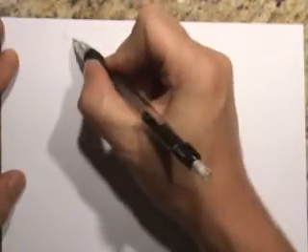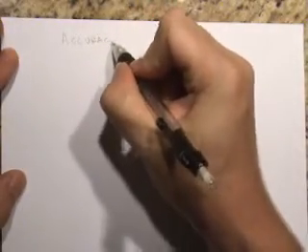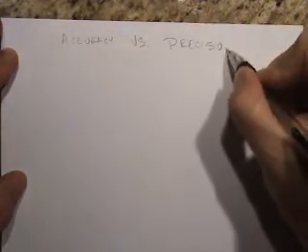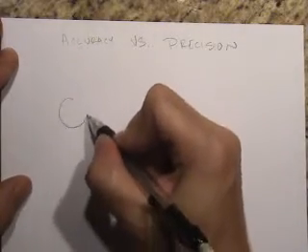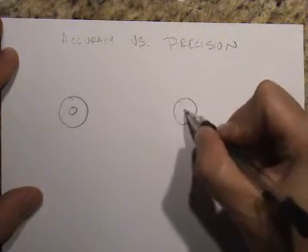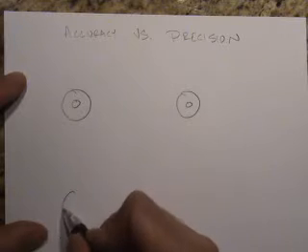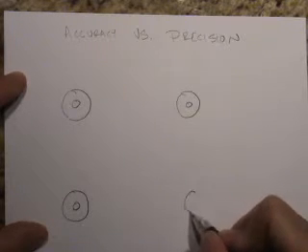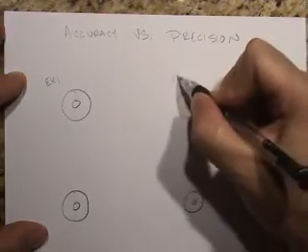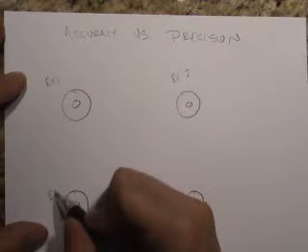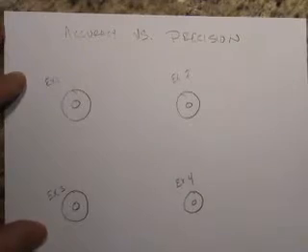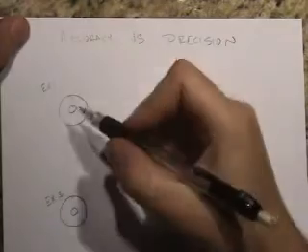And so to compare accuracy versus precision, what I'd like to do is to make four targets. We have example 1, example 2, example 3, and example 4. So, let's take a look at example 1.